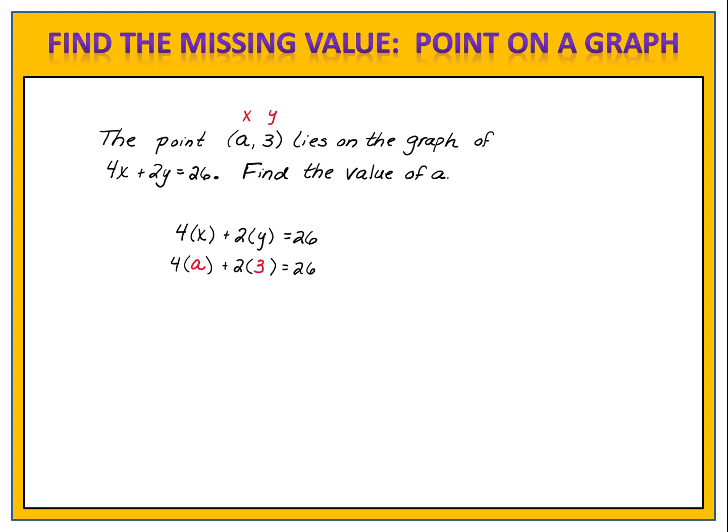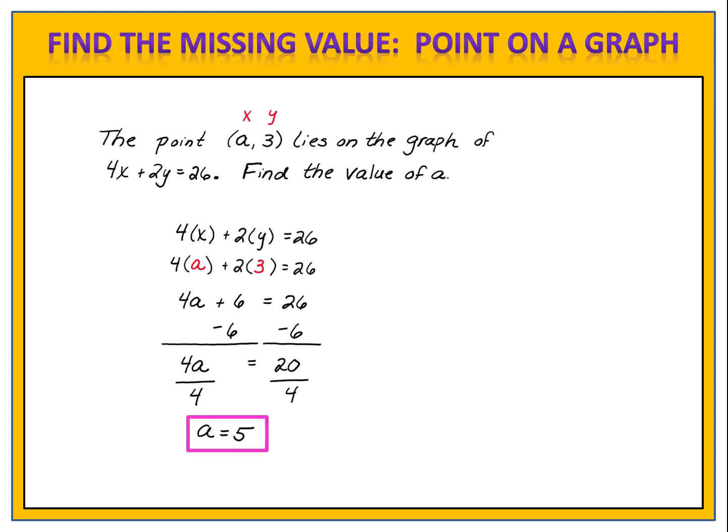And now we have to solve the equation for a. We have 4a plus 6 is equal to 26. We use the subtraction property of equality, and we now have 4a equals 20. Now we use the division property of equality to divide both sides by 4, and we find that a equals 5. The missing value a is 5, which means the point on the graph is 5, 3.